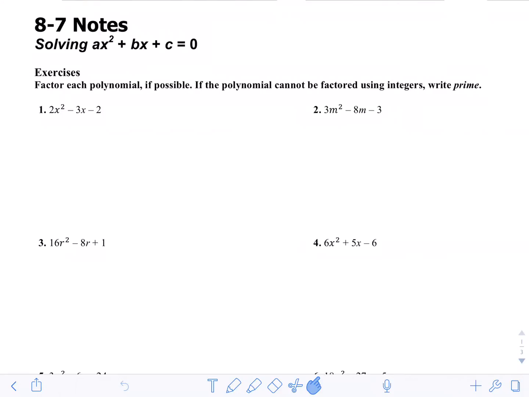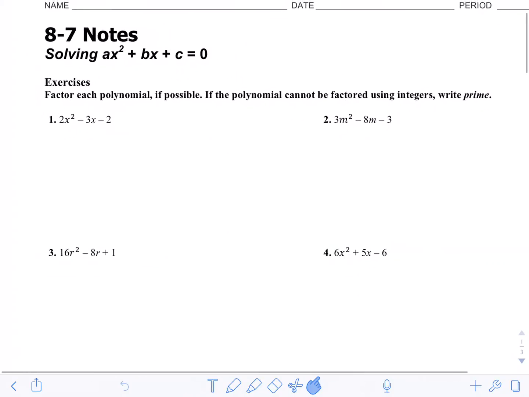All right, so this is your 8-7 notes. The difference between 8-7 and 8-6 is that in 8-7, your A is equal to a number other than 1. Okay, so we're going to go ahead and start here with number 1.